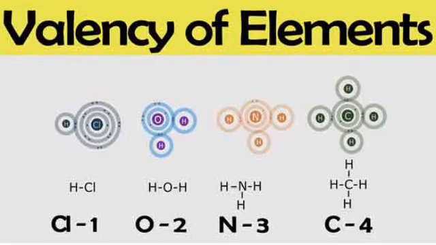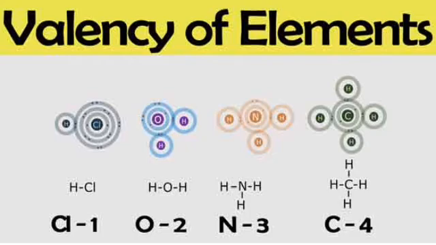So, valency is a measure of how many hydrogen atoms an atom can combine with. For example, oxygen can combine with 2 hydrogen atoms and form a water molecule. So, the valency of oxygen is 2. Similarly, chlorine combines with 1 hydrogen atom and forms hydrochloric acid. So, the valency of chlorine is 1.